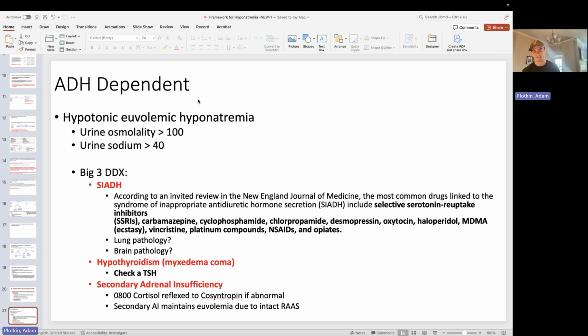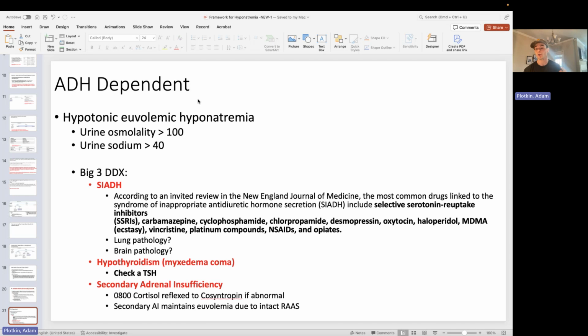The mechanism behind this is due to a lack of free water clearance, so the water builds up. Secondary adrenal insufficiency can cause euvolemic hyponatremia. Remember, we talked about primary adrenal insufficiency in hypovolemic. Now we're talking about secondary adrenal insufficiency in euvolemic hyponatremia. So in this case, remember, secondary adrenal insufficiency is a problem in my brain, either my anterior pituitary or my hypothalamus. So the anterior pituitary making ACTH, my hypothalamus making CRH. In this case, we don't have the signal down to my adrenal gland. My zona fasciculata is not going to make cortisol.